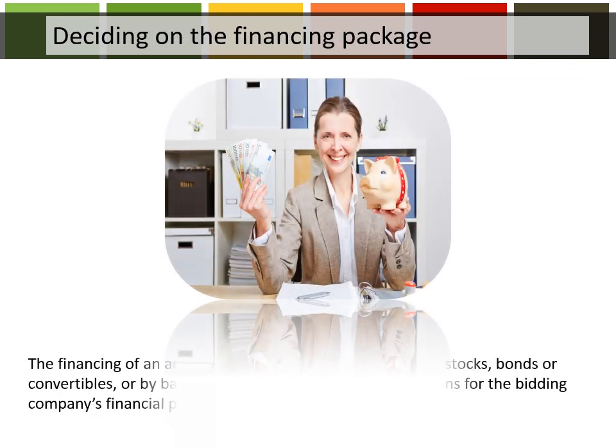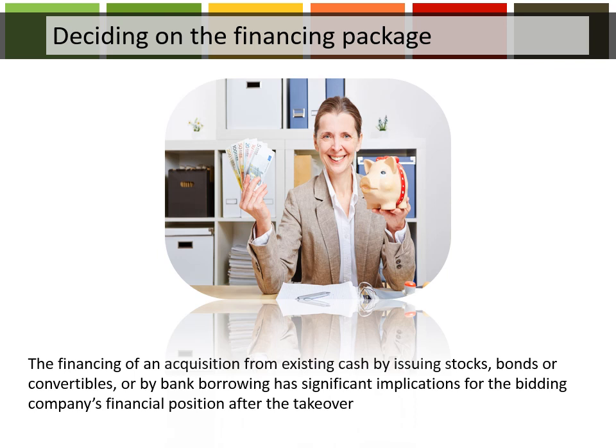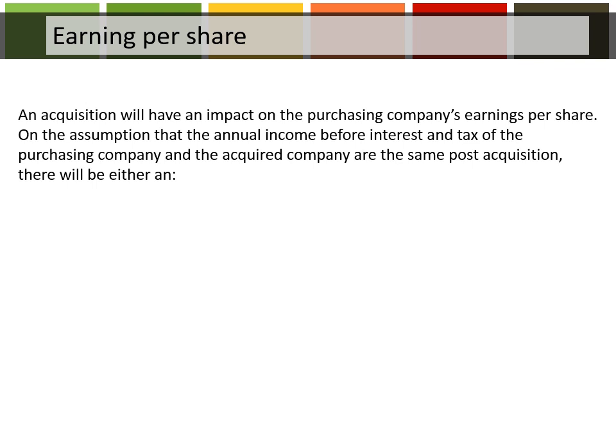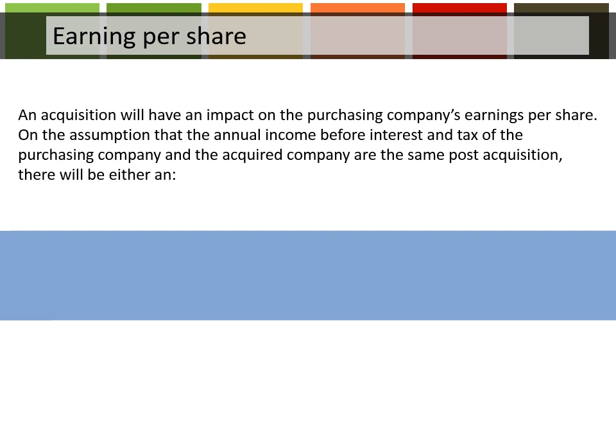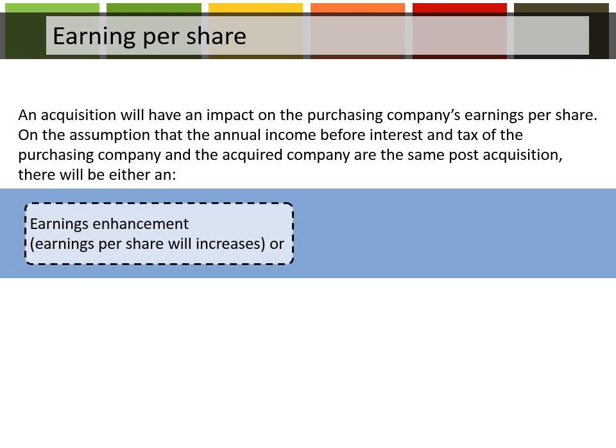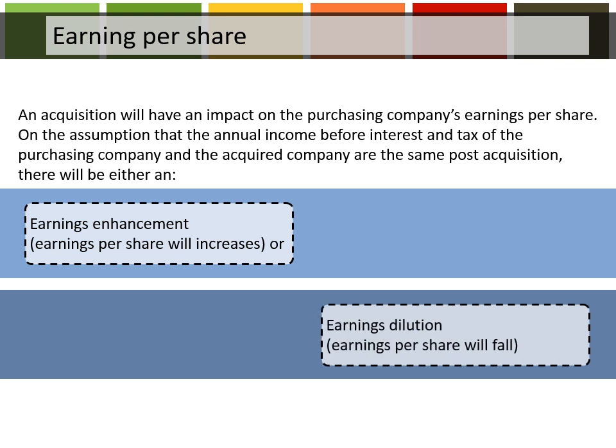Deciding on the financing package. The financing of an acquisition from existing cash, by issuing stocks, bonds or convertibles, or by bank borrowing has significant implications for the bidding company's financial position after the takeover. Earnings per share. An acquisition will have an impact on the purchasing company's earnings per share. On the assumption that the annual income before interest and tax of the purchasing company and the acquired company are the same post-acquisition, there will be either an earnings enhancement, earnings per share will increase, or earnings dilution, earnings per share will fall.